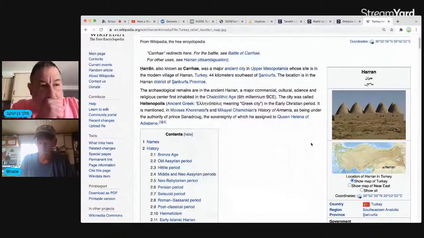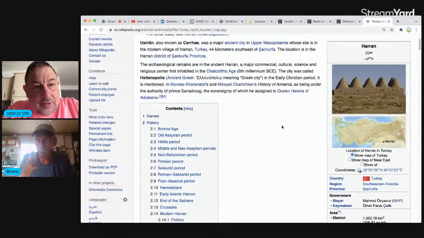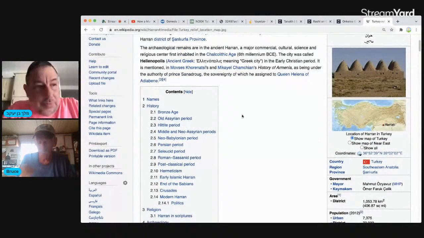Province. The archaeological remains are in the ancient Haran, a major commercial, cultural, science, and religious center first established in the Chalcolithic age, 6th millennium BC. The city was called Helenopolis. That's much later, obviously, in the early Christian period.